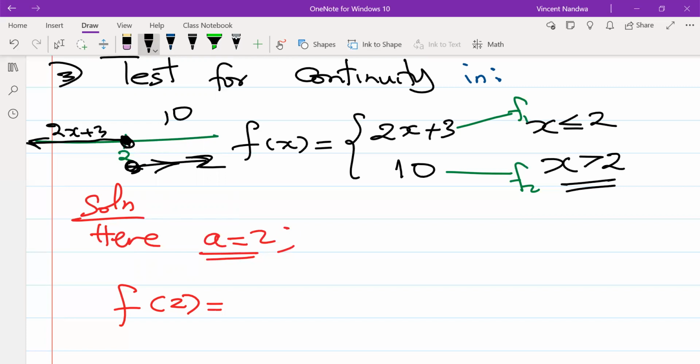So which means that the value of the function at 2 will be defined by which formula? F1 or F2? F2. Remember F2, there is a strict inequality here. X is greater than 2. So here you are not taking 2. But here x is less than or equal to 2. So the formula that allows you to evaluate f at specifically 2 is this first formula, not formula 2. Okay?